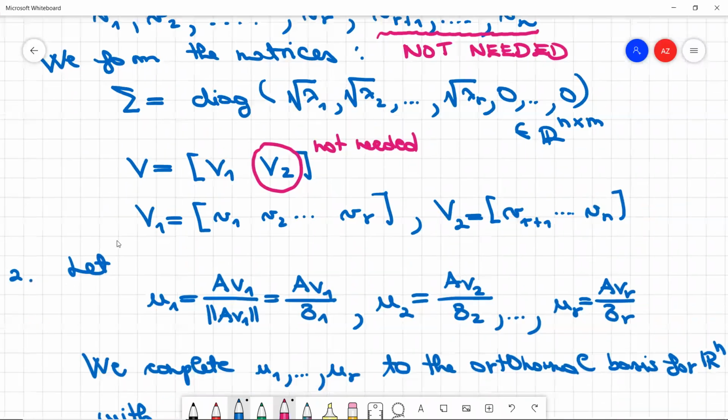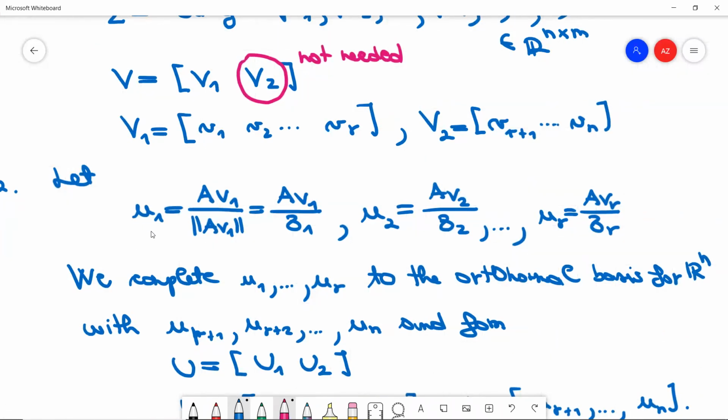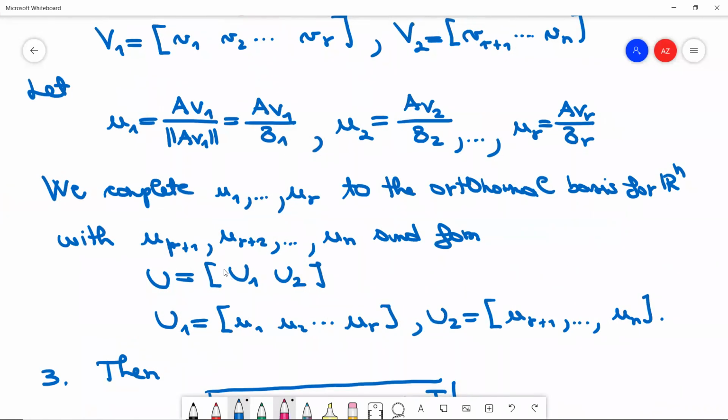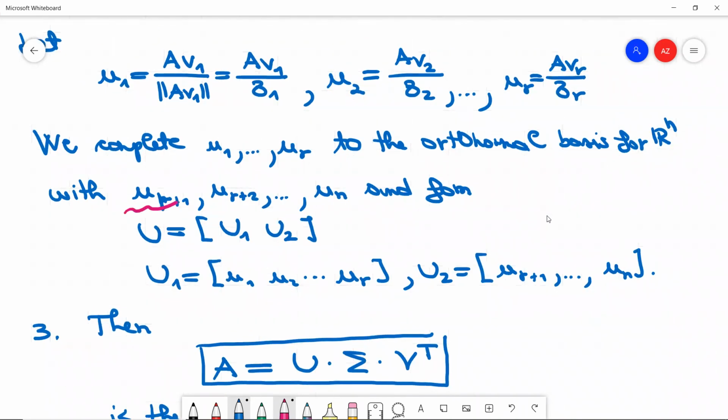And in the second step, we really need only those U1 up to UR. And again, we don't need to think about completing the set to the orthonormal basis for R to the power of n. How would we do this? First, we would choose n minus r linearly independent vectors, and then we would do the Gram-Schmidt algorithm. So it would require quite a lot of work to complete this set to the orthonormal basis, but we don't need to do it, so not needed.